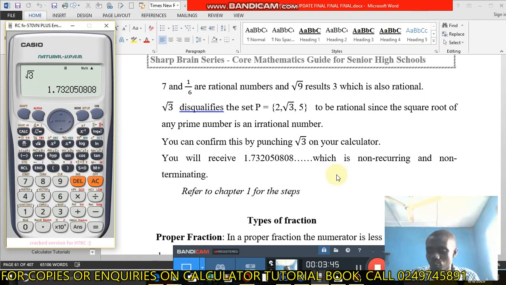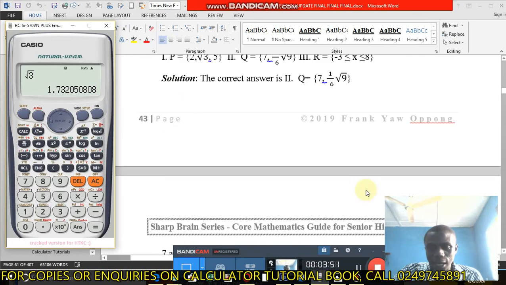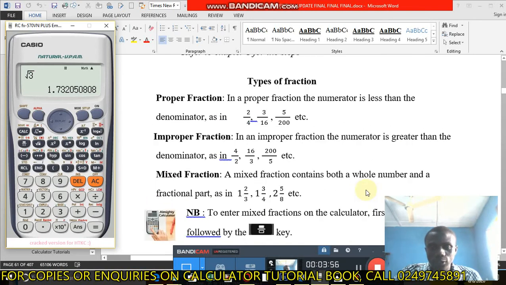Terminating. It is never recurring. There is no recurring, repeating pattern, and it is never terminating too. It never stops. That is what we refer to as an irrational number. Very good.